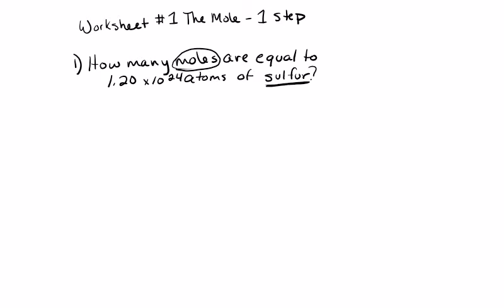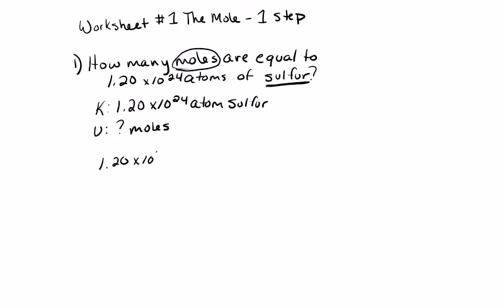So in order to do this problem, you're going to start out with what you know. I know that I have 1.20 times 10 to the 24th atoms of sulfur. What I don't know, or my unknown, is going to be how many moles that is. If you take a look at your notes, you're going to see that this type of work requires you to set up a T-chart.